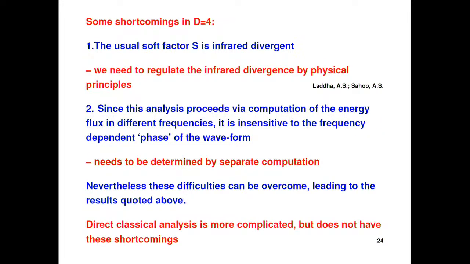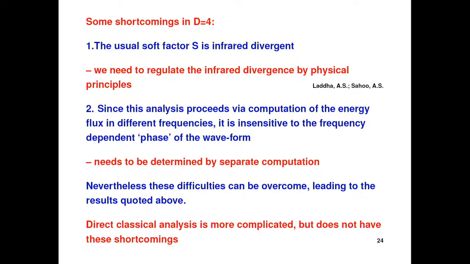Now this classical soft theorem analysis has some drawbacks in 4 dimensions, what are 4 space time dimensions. That is what we are interested in. The first drawback is that the usual soft factor is infrared divergent, and we need to regulate the infrared divergence by some physical principles. There are known physical principles that do regulate the infrared divergence, but you have to put them in explicitly.